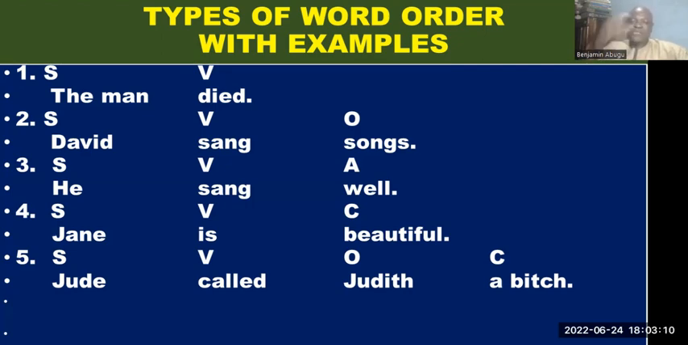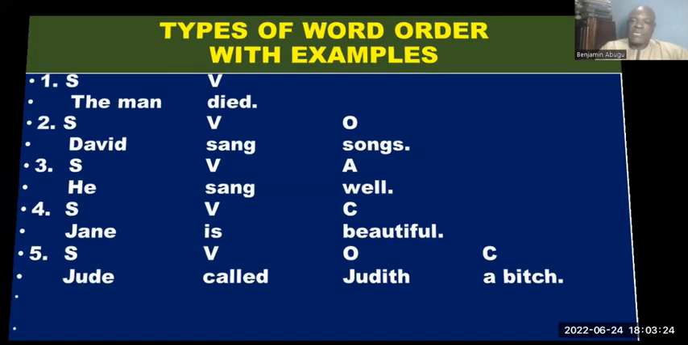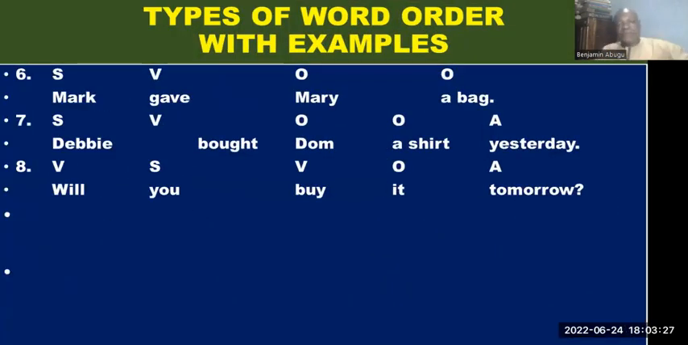So when you say Jude called Judith, someone will ask, called Judith what? And so the complement is a bitch. That completes the meaning. That's an abusive word. Jude called Judith a bitch. Now let's go to the next slide, and we look at the remaining examples, you know, the remaining types of word order and their examples.